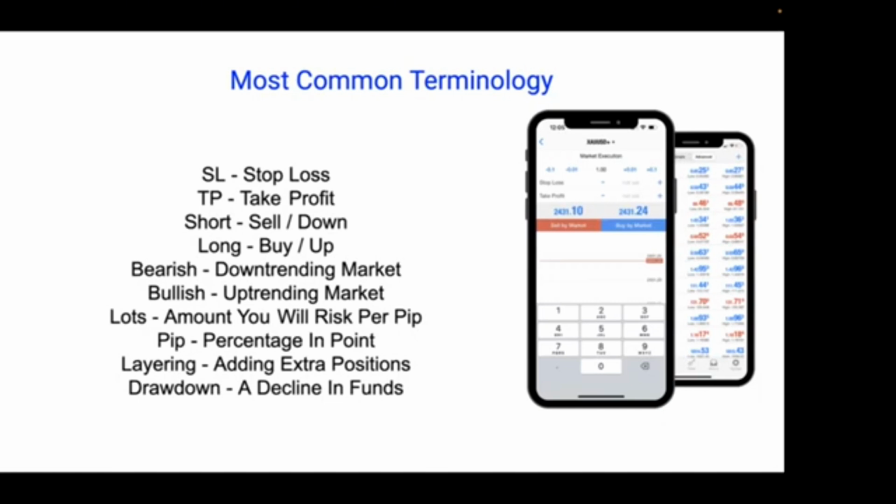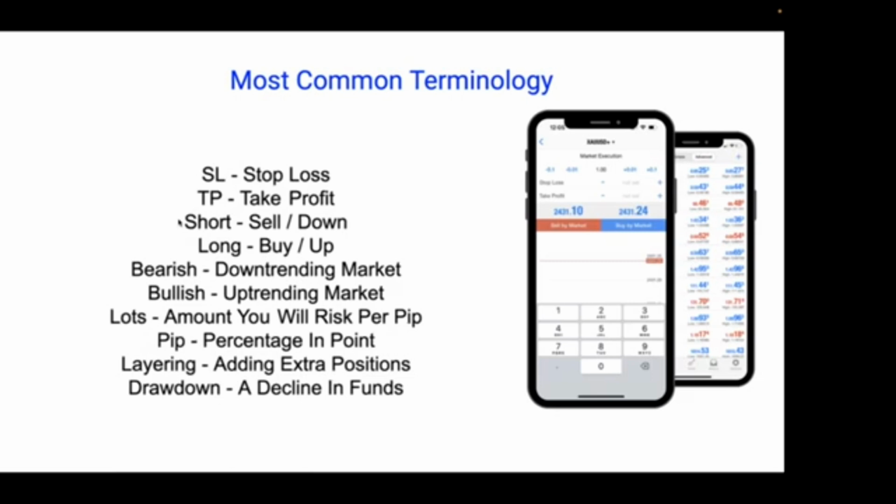You've then got short, which is known as a sell or a down, because we can make money in the financial markets when we're going up and when we're going down. So for me, the biggest thing here is understanding that when the market is going up and when the market is going down, we can monetize both ways.